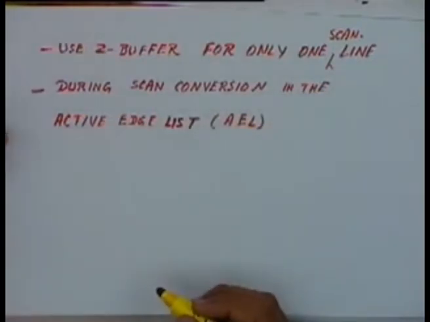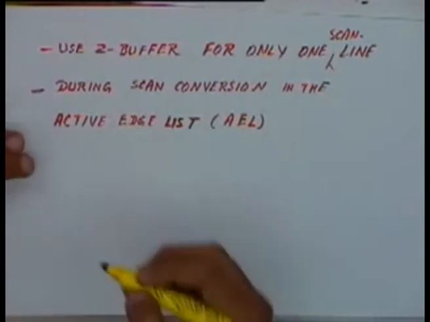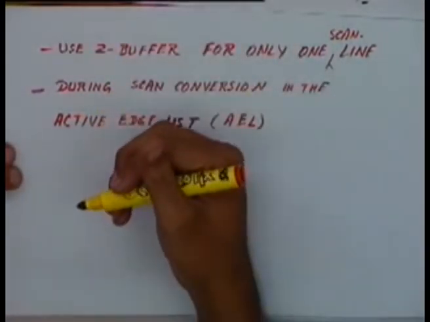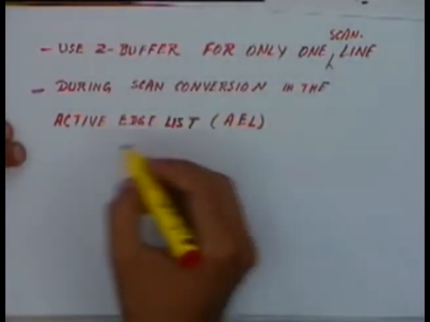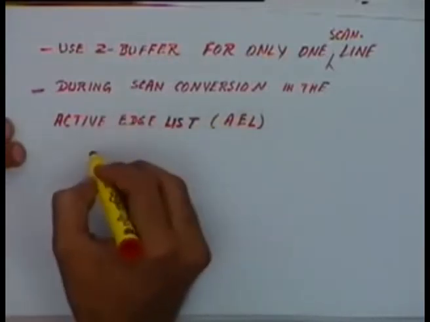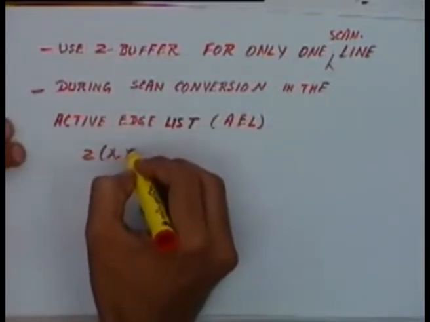you remember something called an active edge list. When you are scan converting, you are maintaining an active edge list. Now, in the active edge list, we will also try and calculate z of x, y.